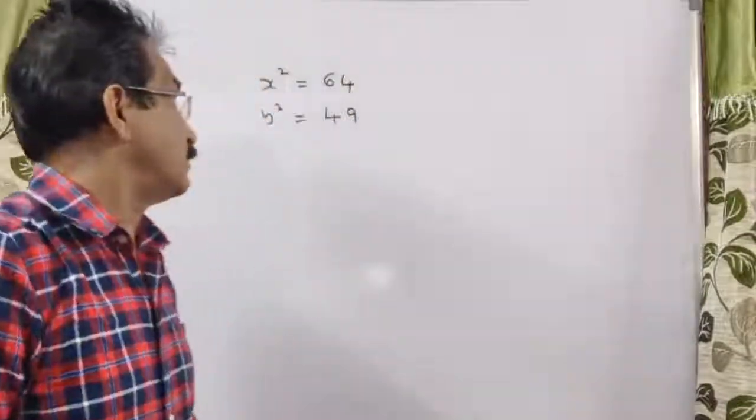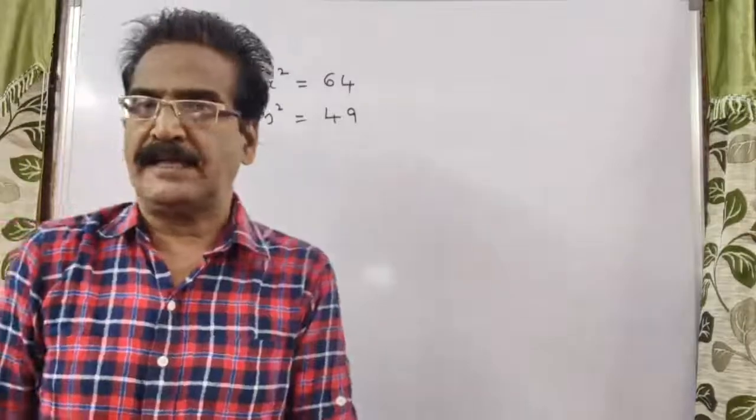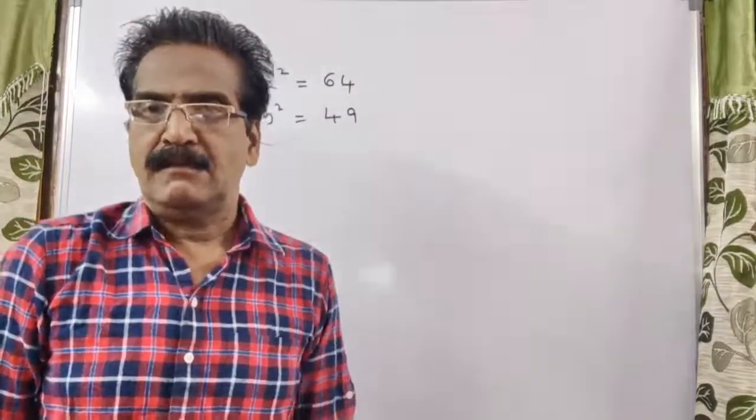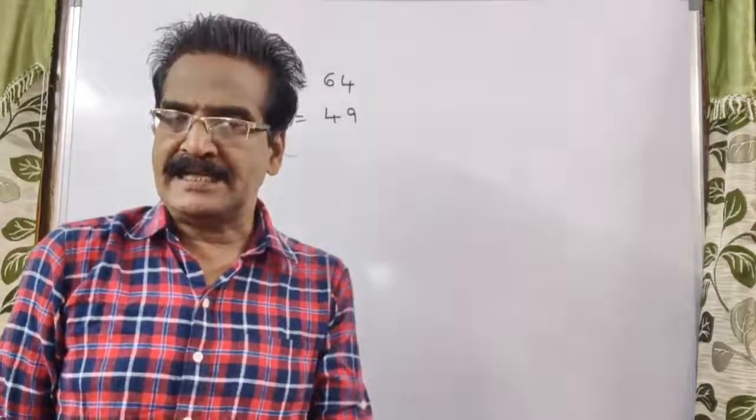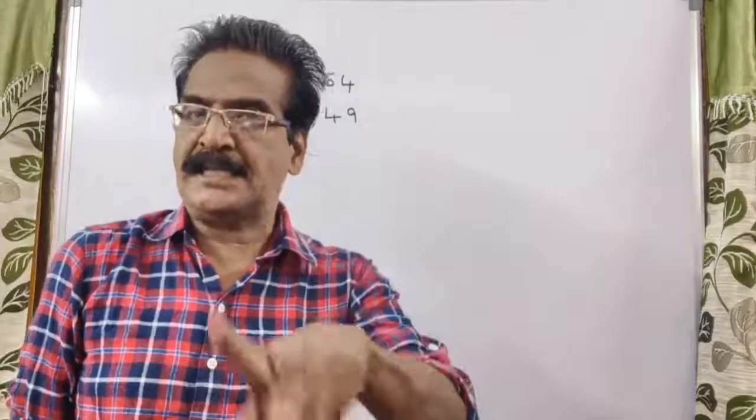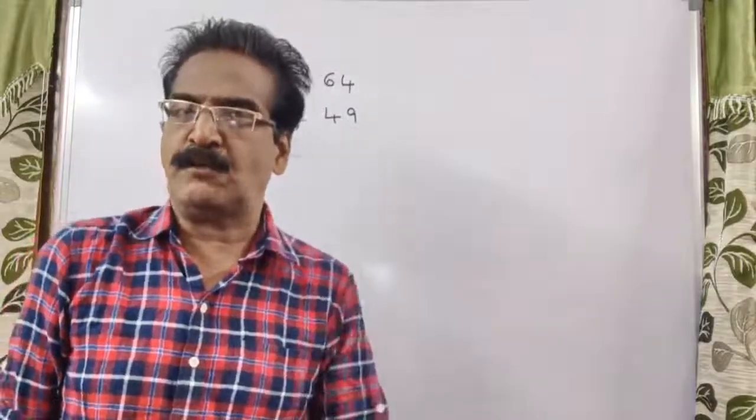X square is equal to 64. Y square is equal to 49. What is the relation between x and y? Whether x greater than y, less than y, less than or equal to y, greater than or equal to y, or no relation can be established, or x is equal to y.